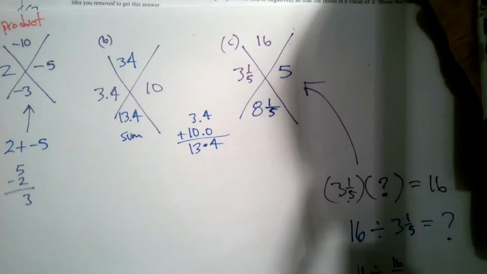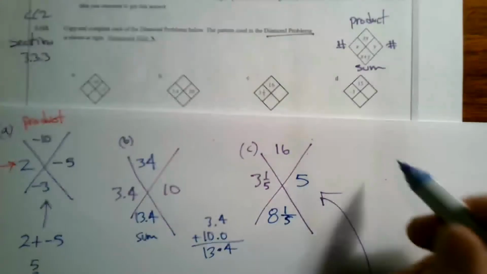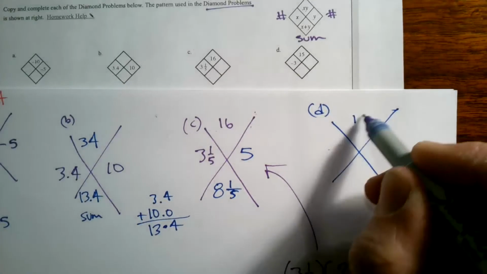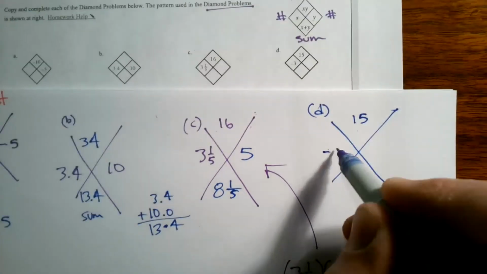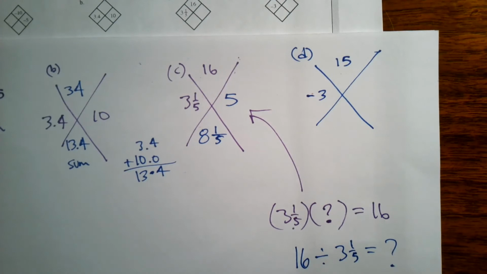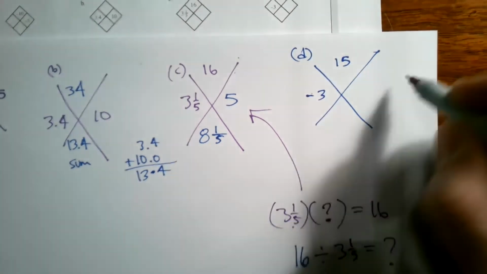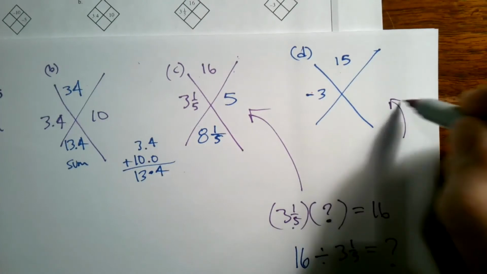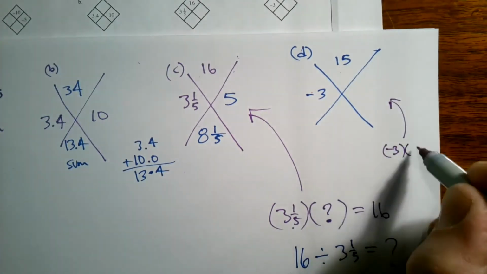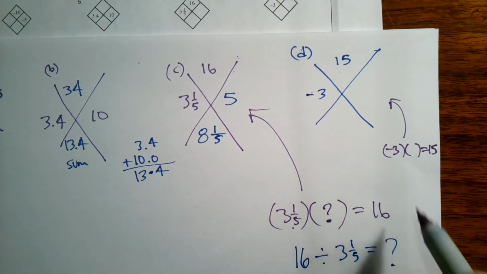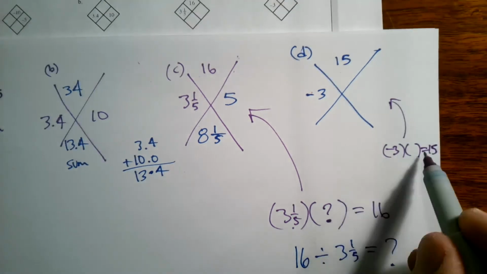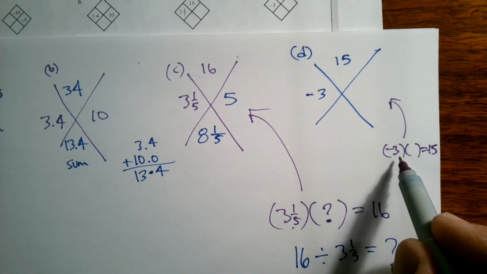Last one. So let's look at D real quick. D, and I'll write it again. The product is 15. One of the numbers is -3. So I'm looking for -3 times what is 15, right? What goes there? -3 times something is positive 15. So that's a positive 15, right? So that being said, what would make that a positive 15 if I'm multiplying by -3?